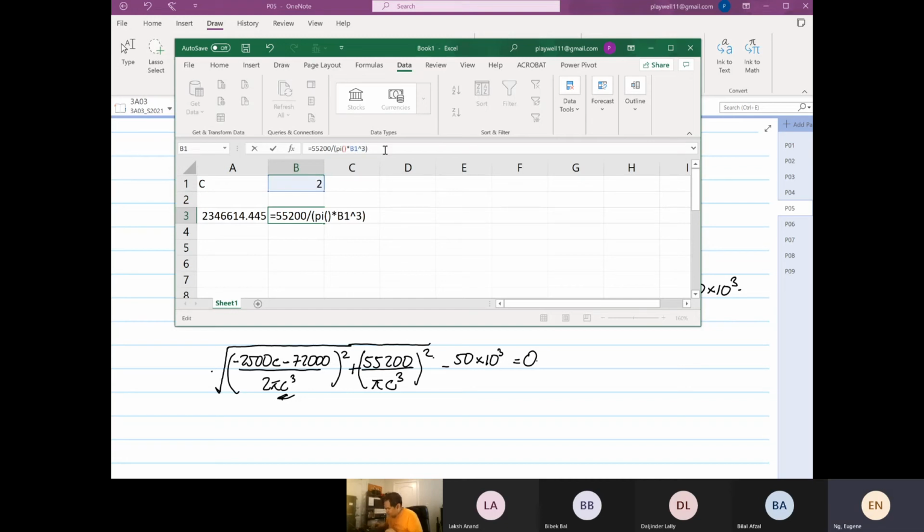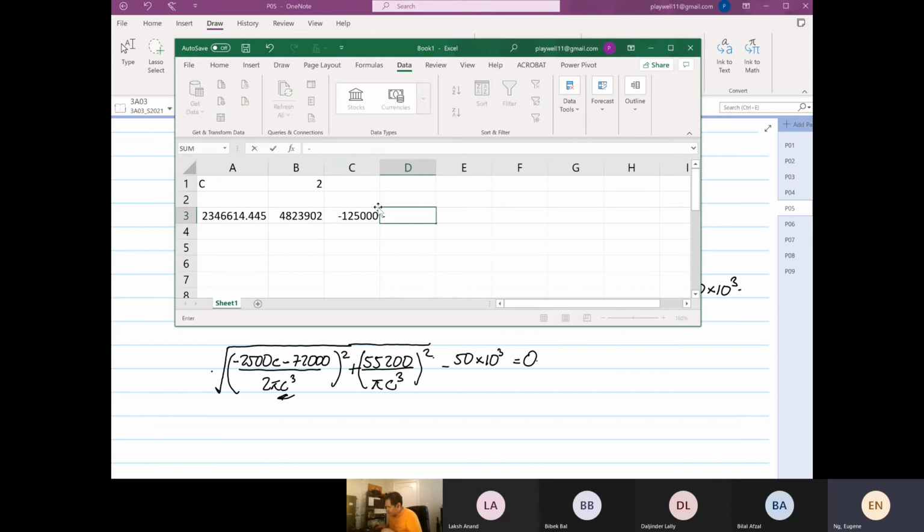Okay, then bracket the whole thing again, and then power of 2. Okay, so let me see. So 55200 divided by shift pi divided by 2 power of 3, squared. 483.4823902. Okay, close enough. Okay, then you have the minus 50 power 3.